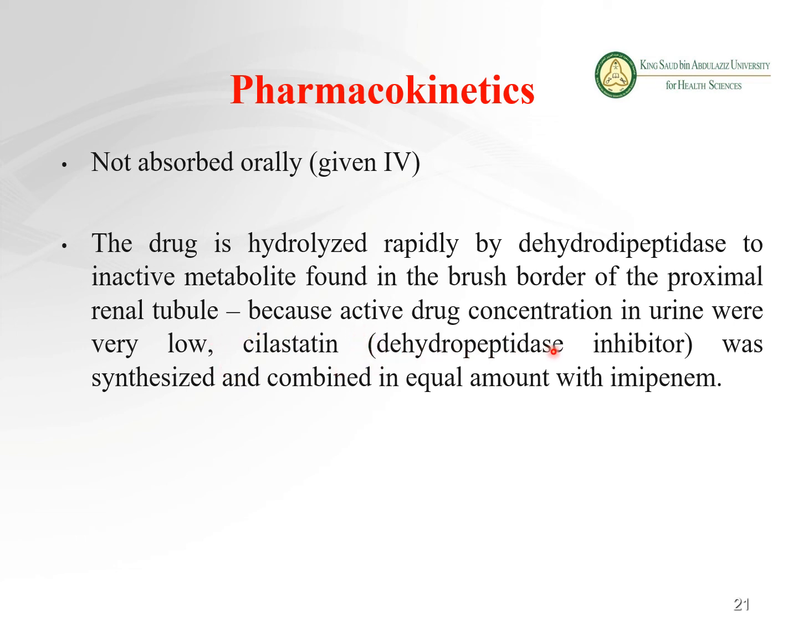Cilastatin inhibits the dehydropeptidase enzyme, which causes the degradation of this drug in the brush border of the proximal renal tubule. So for a urinary tract infection, if you combine this drug with cilastatin, it will remain in the active form in the renal region. The drug is hydrolyzed rapidly by dehydropeptidase to inactive metabolites found in the brush border of the proximal renal tubules.